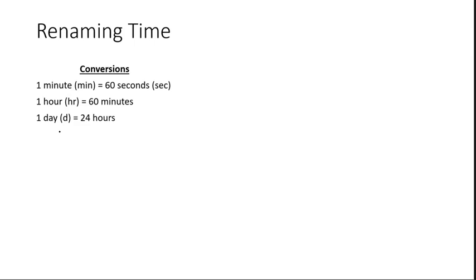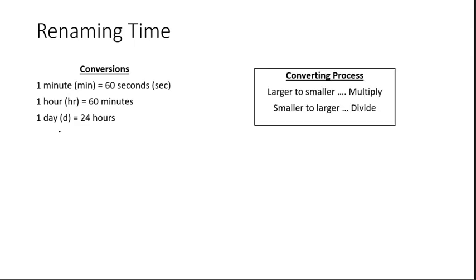Now converting between one and another unit is the same process as we've learned in previous lessons, where if you're converting from a larger to a smaller unit, you're going to need to multiply. And then if you're going from a smaller to a larger unit, you will need to divide. So here are a couple examples we can look at.